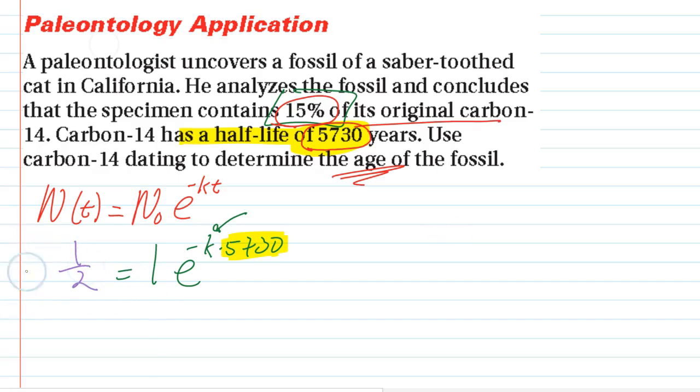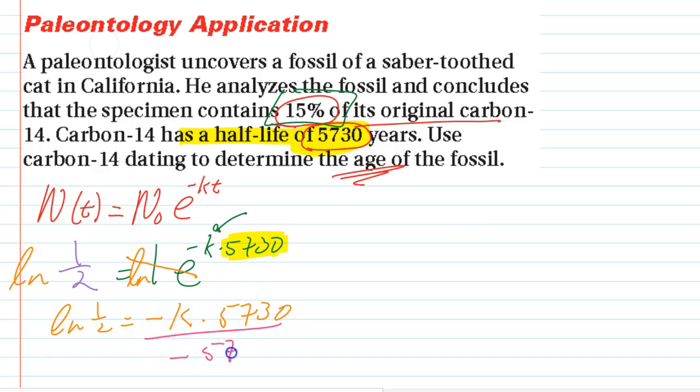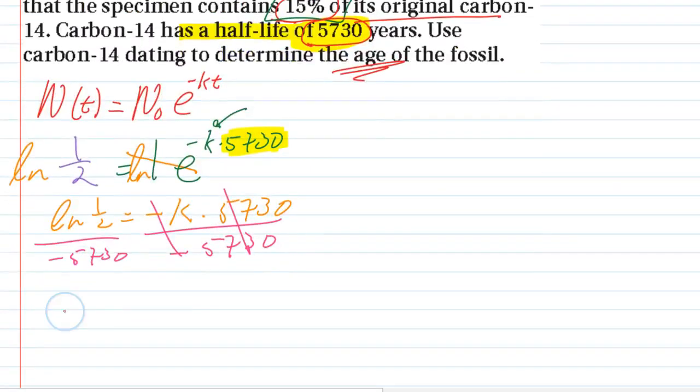Take the natural log of both sides, leaving you with natural log of 1/2 is equal to, and the 1 we can ignore, the natural log of e cancels out, leaving you with negative k times 5730. Now we can divide both sides by 5730. The negatives are going to cancel out. The 5730s are going to cancel out. And that gives me k is equal to 0.000121.